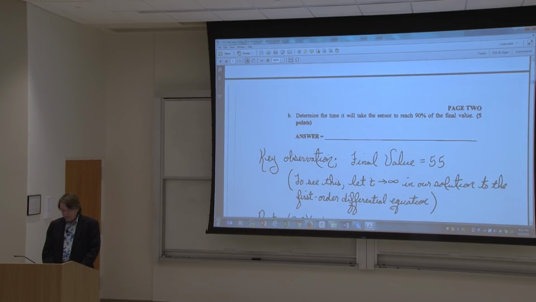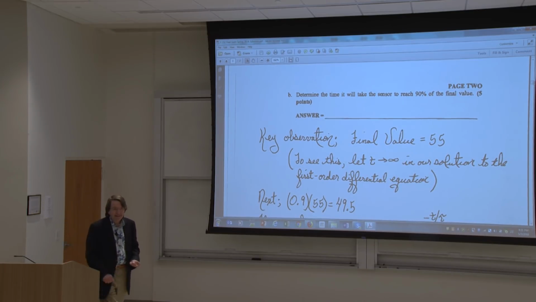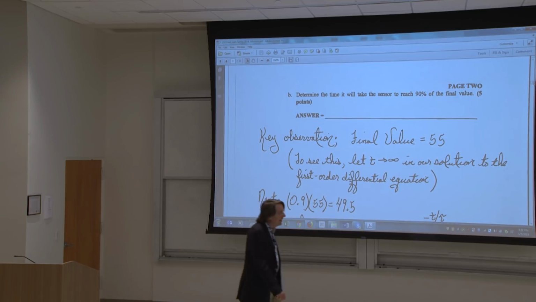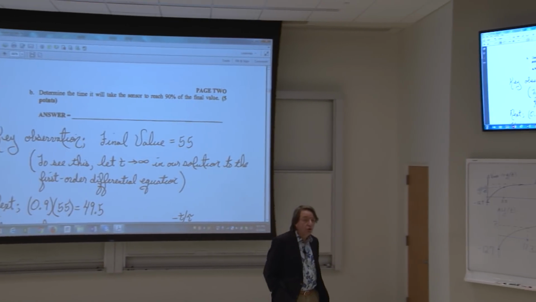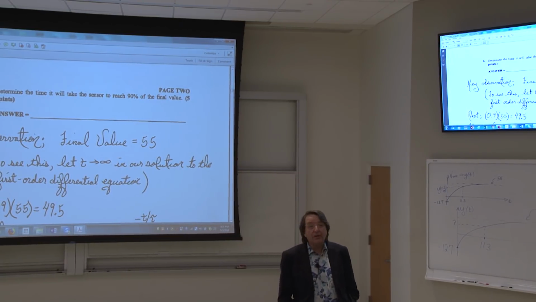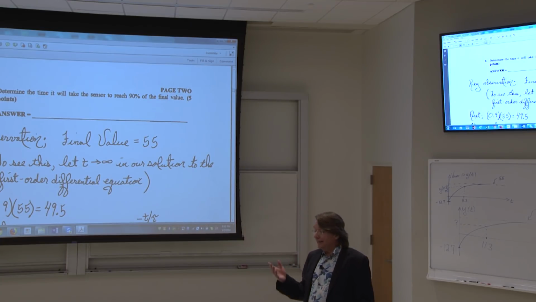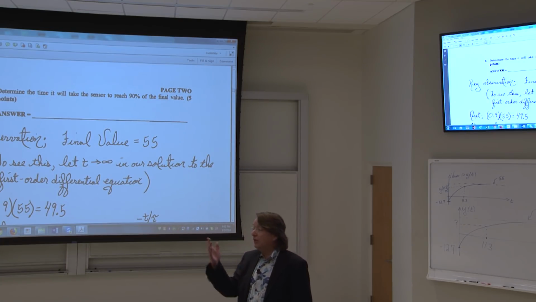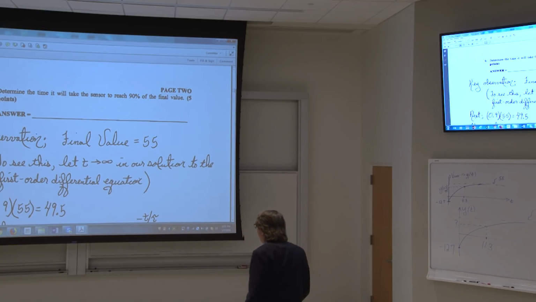All right. Look at this, Kristen. There's a part B. Now, determine the time it will take for the sensor to reach 90% of its value. Now, the only thing you need to know is that 90% of the final value is 90% of 55. Because that's going to be the final value.